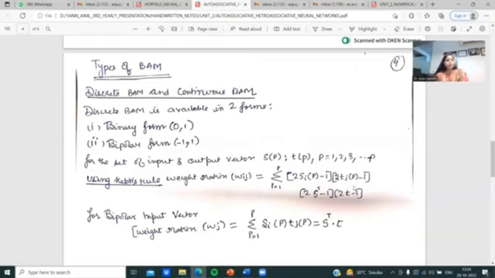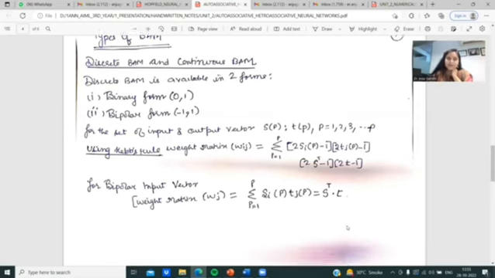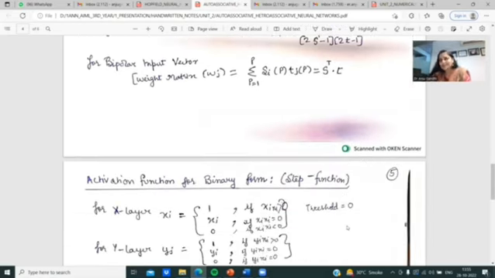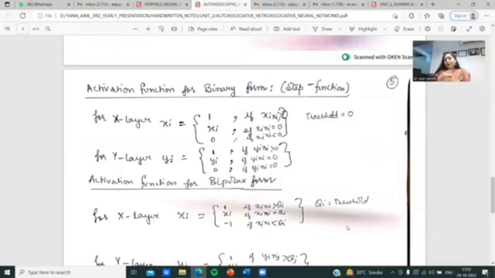Now, talking about the bipolar input vector, what happens in the case of a bipolar input vector? What formula do we have to use in that case? In the case of bipolar, we will have this formula: summation from p=1 to P of S_i(p) T_j(p). That will be simply the multiplication of the transpose of the source and the T, right? So this is the way you can calculate these things, right? Now, how will you calculate the activation function in the case of binary form, step function? What will that be?